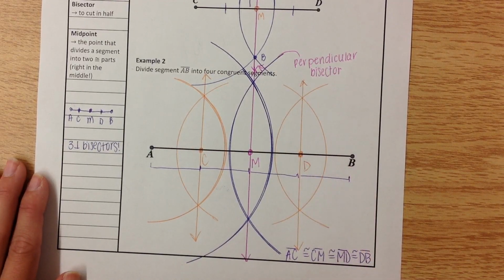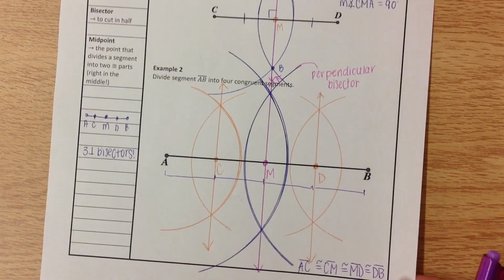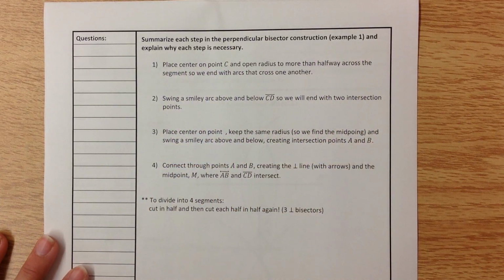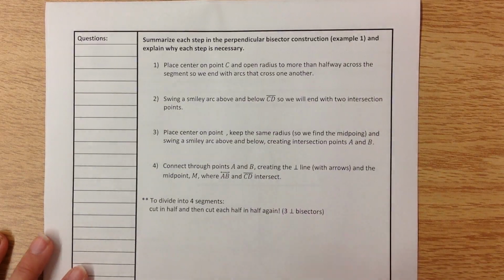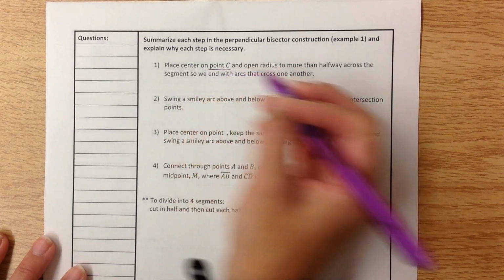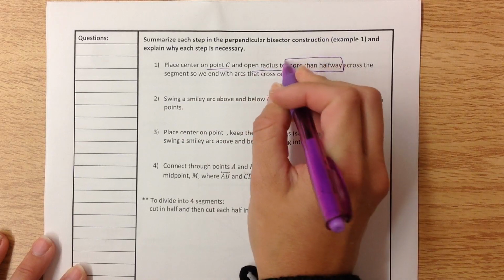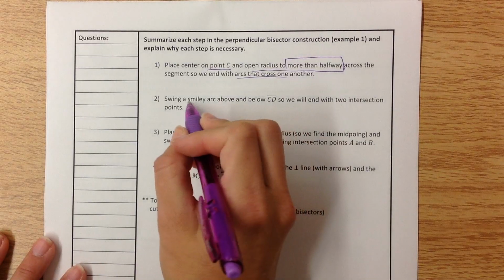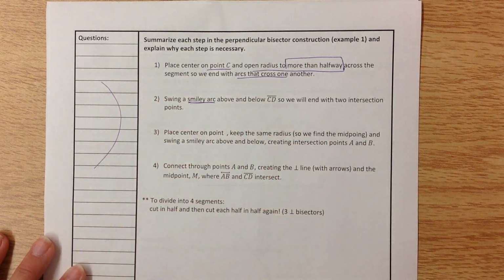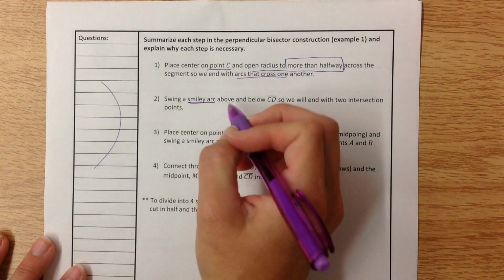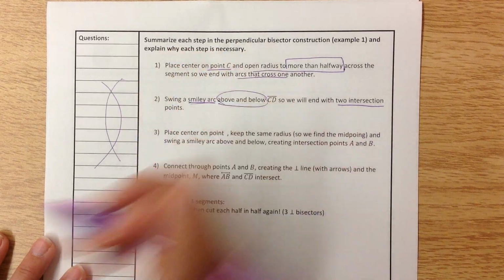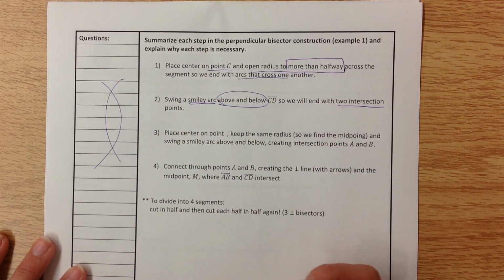That's all it is. If you flip it over to the back side, you'll notice that it says summarize each step in the perpendicular bisector construction from example 1 and explain why each step is necessary. So we've typed the steps for you, but we're just going to review them real quick. It says place the center on point C and open the radius to more than halfway so that we end up with arcs that cross one another. Swing a smiley arc, that's what we like to call it. That's that arc that goes like this. Swing a smiley arc above and below CD, so it will end with 2 intersection points. So that's where we swing the 2 and we get that fish looking thing.